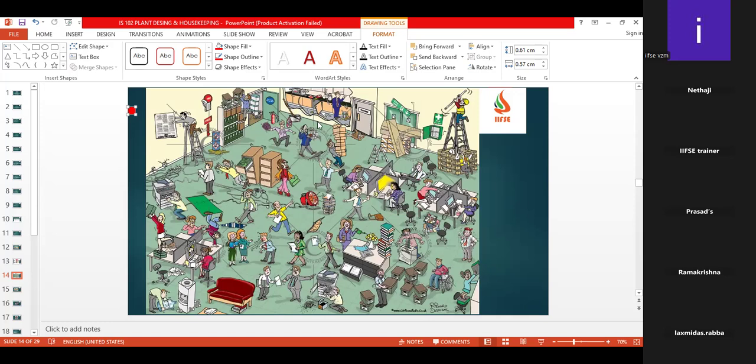Then here there is a mop stick kept on the floor, and there is another bottle here. Higher than that, a person is smoking inside the pantry. Again, there is a spillage in the pantry. There is so much garbage kept here.